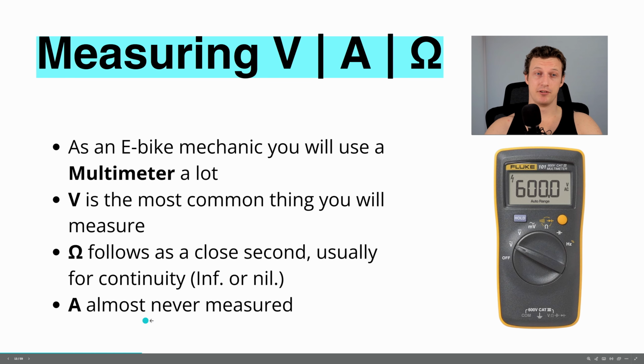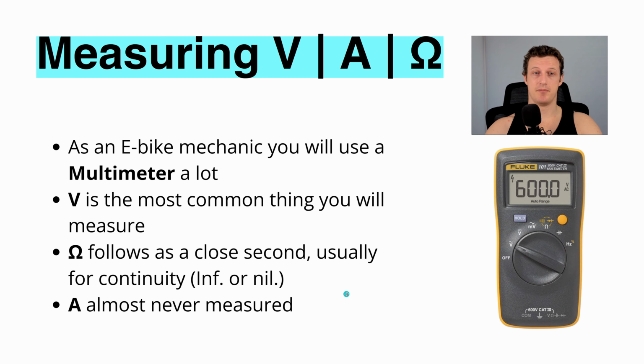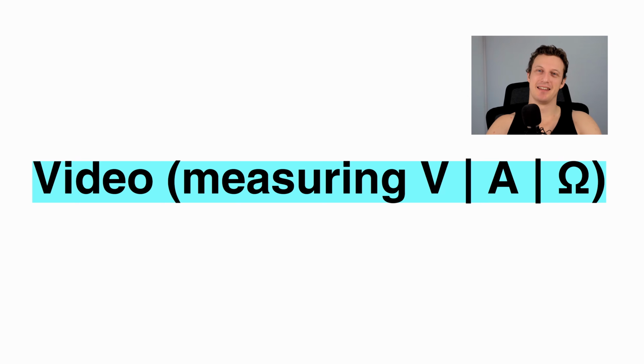And then there's amperage, which is almost never measured. I could only think of the case where you're doing some testing on a specific battery that you wanted to see output. A lot of the time that data is actually built into instruments on the e-bike, so you don't have to worry about that. So here we have a video that goes over measuring voltage, current, and resistance.